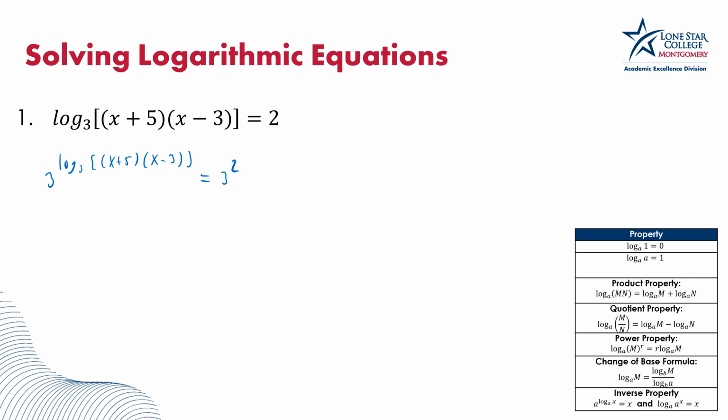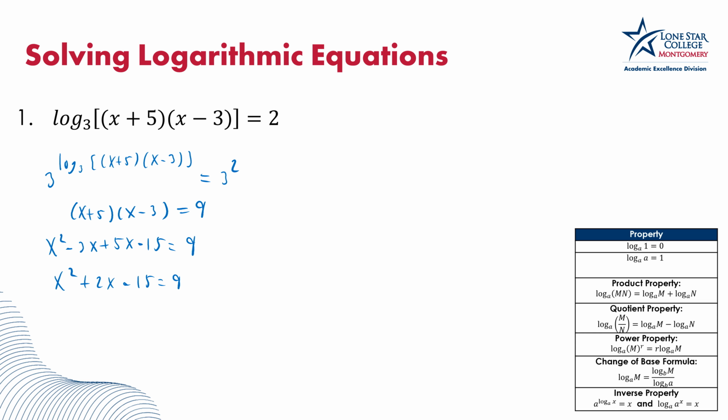So on the left here, the base of our log and the base 3 of our exponential will cancel each other out, and we're left with just x plus 5 times x minus 3, and we know that on the right-hand side 3 squared is just going to be 9. So now we have a quadratic, so we need to expand the left side by FOILing. If we FOIL, we get x squared minus 3x plus 5x minus 15 equals 9. Combine like terms, x squared plus 2x minus 15 equals 9.